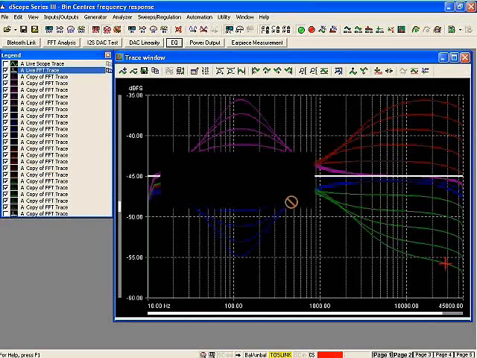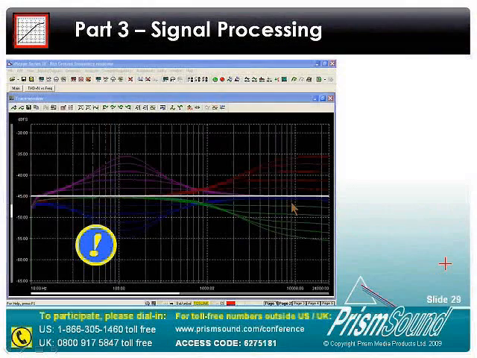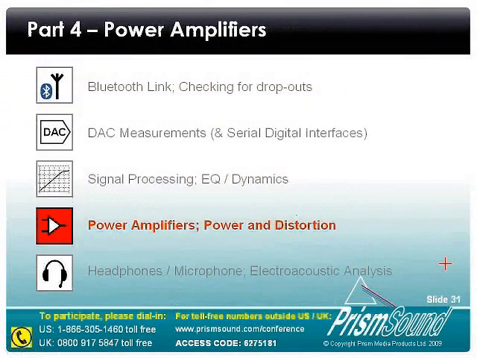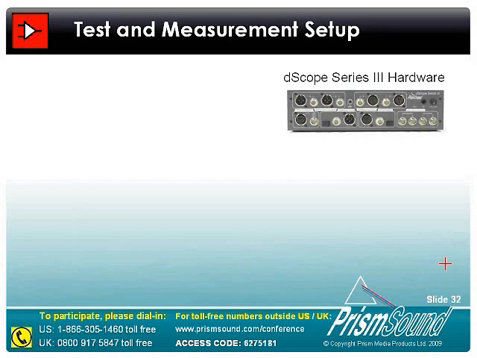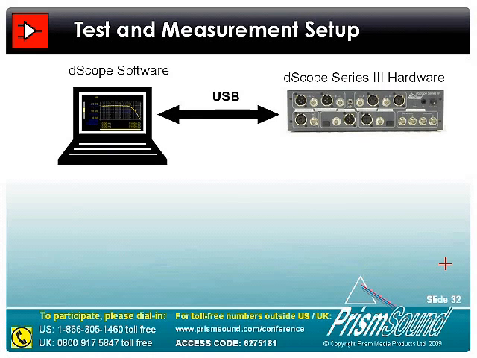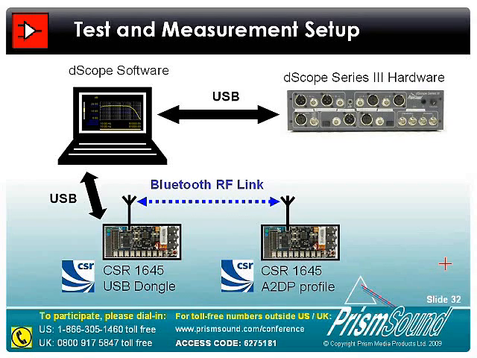Alright, so hopefully that all made sense. I'm going to move on to the next topic now, which is power amplifiers. And once again, I will describe to you my test setup on my desk here, which is starting to look quite familiar. We have our D-Scope hardware and software. We have a USB dongle connected to my PC, which is transmitting audio over Bluetooth to my receiver board.